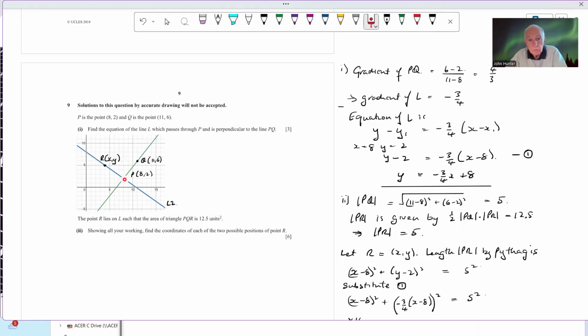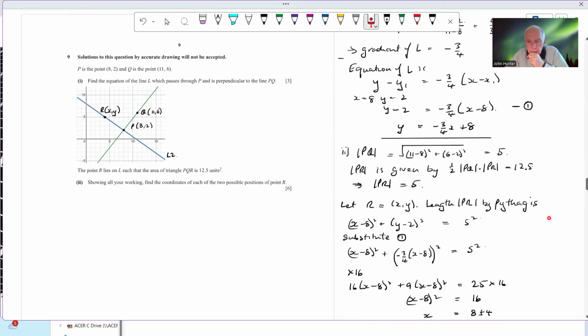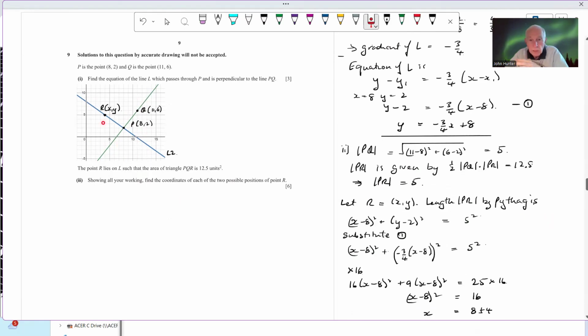We therefore can conclude from that that this length is also 5. Because if we work out half base times height of this triangle, then in order to give us an area of 12.5, this would also have to be 5. Half of 5 times 5. All right, so we know that the length of PR is 5. Right, we just need to find the coordinates now.